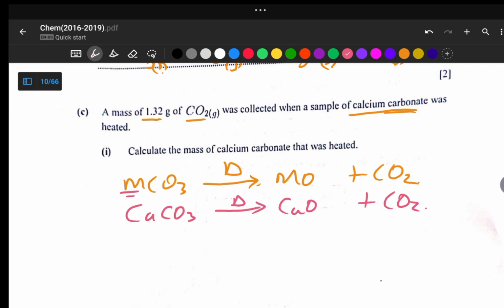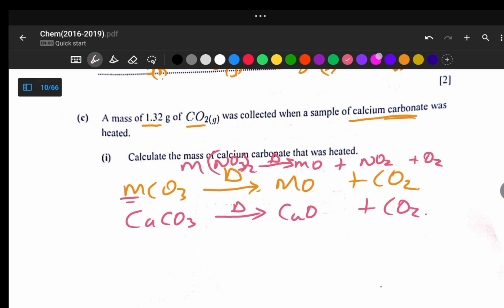We have another one for the decomposition of nitrates. So for nitrates, we are simply going to have the metal oxide, nitrogen dioxide and oxygen, right? So we are going to have metal oxide plus nitrogen dioxide plus oxygen for all the thermal decomposition of metal nitrates, the divalent, the group 2 metal nitrates. Are we together? So to balance this equation, we are simply going to have a 2 here, and a 4 there, and then a 2 here. Yeah, and the equation is balanced.